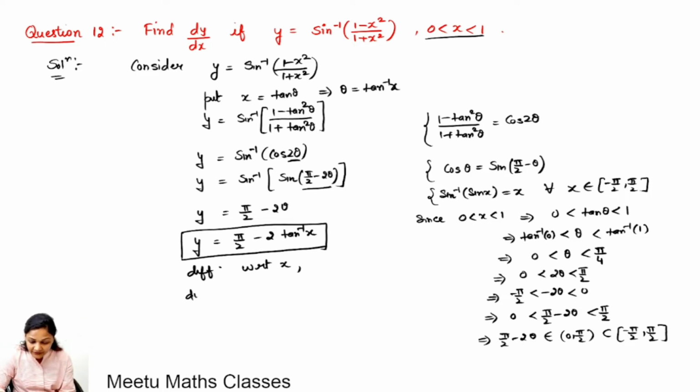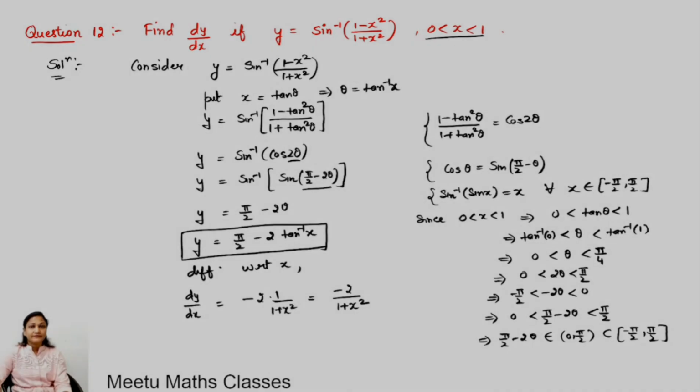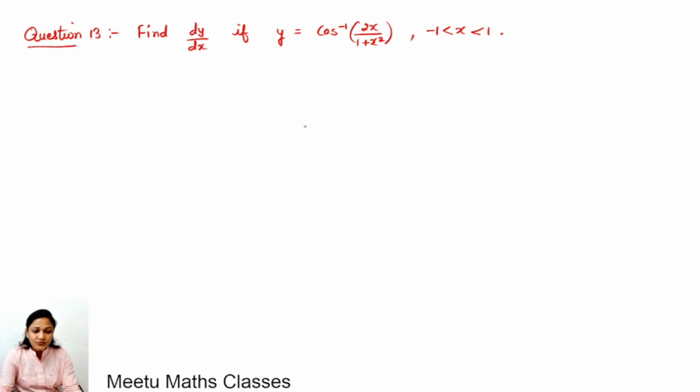And we get dy by dx is equals to derivative of pi by 2 is 0, minus 2 times the derivative of tan inverse x, which is 1 upon 1 plus x square. So your answer is minus 2 upon 1 plus x square. Your next question is, find dy by dx if y is equals to cos inverse of 2x upon 1 plus x square, where x is lying between minus 1 to 1.